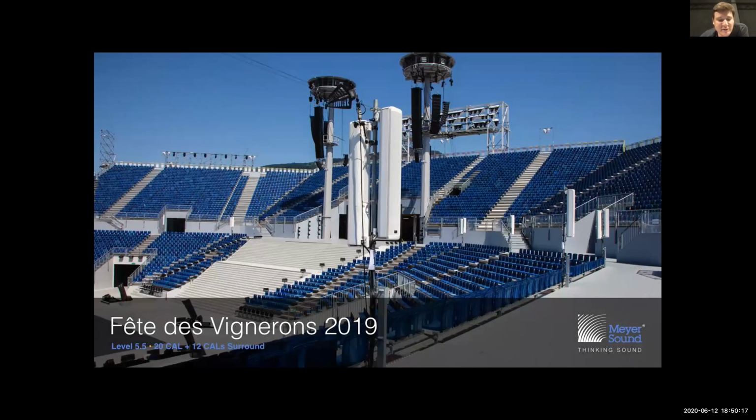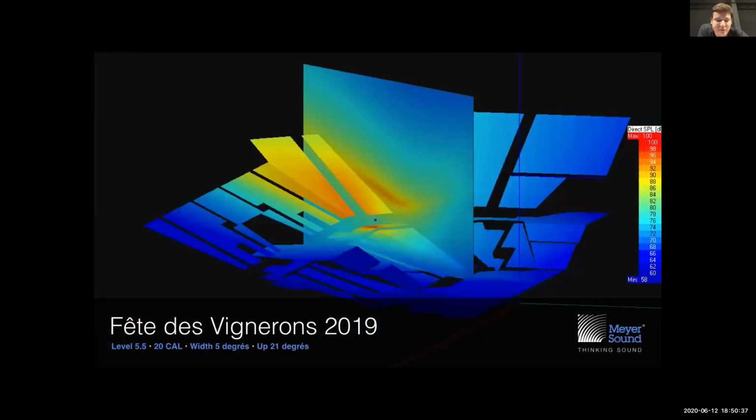So 20 cows, and as you can see on these pictures, these cows are now hanging vertically, and there's a couple cows that are facing back towards the stage as surround effects that we'll cover later. But for now, these cows facing towards the audience are acting as relays for the cows that are around the field of play. This is the prediction.